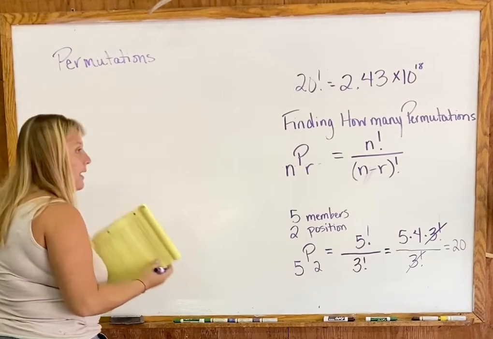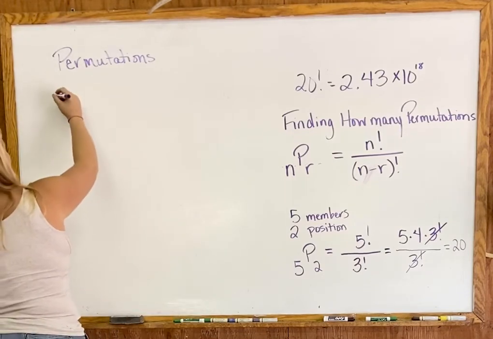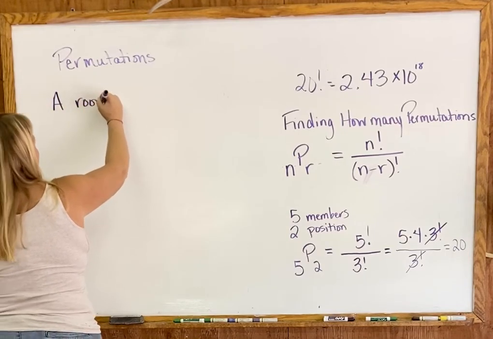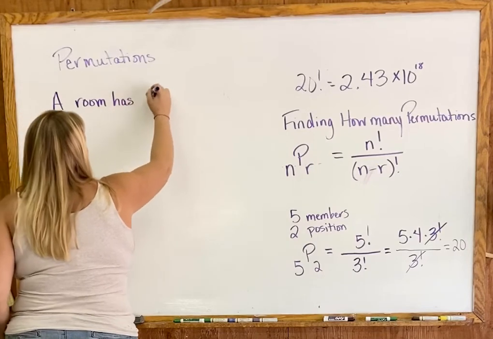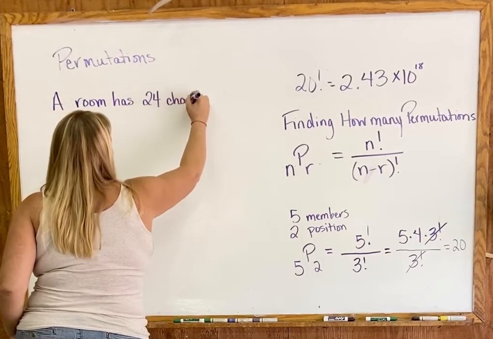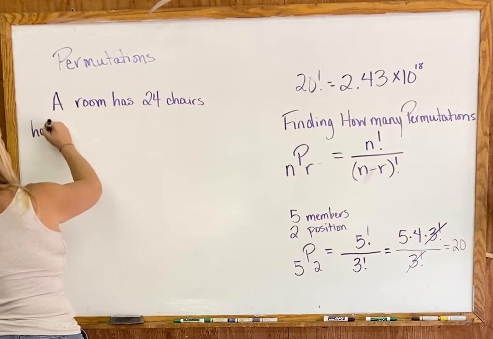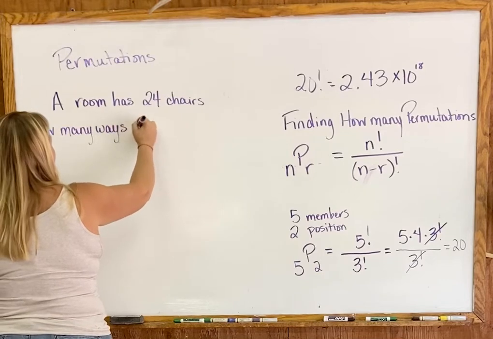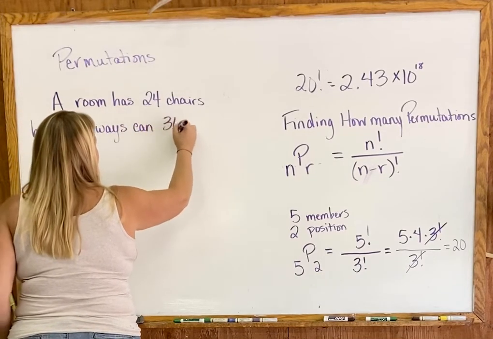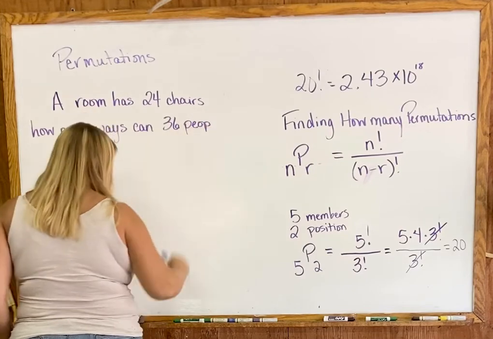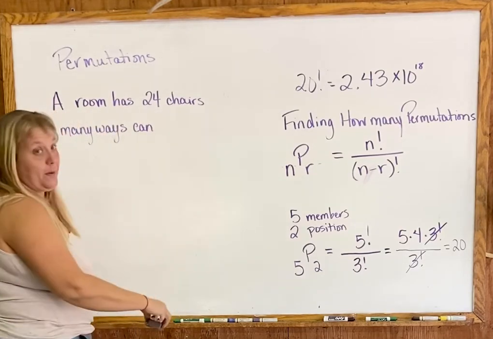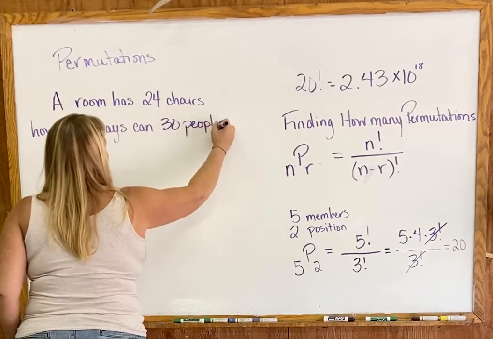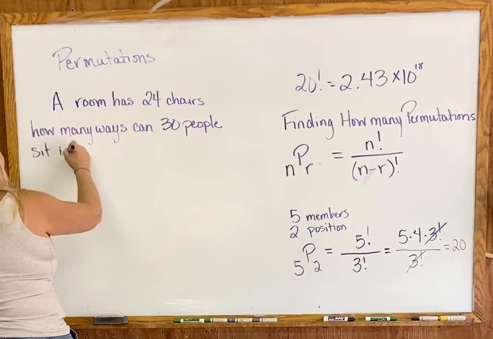Okay, so let's say that we had a room that has 24 chairs. How many ways can 36 people, wait a minute, that's too big, hold on. I won't make it too big. Let's go with 30 people sit in the room.